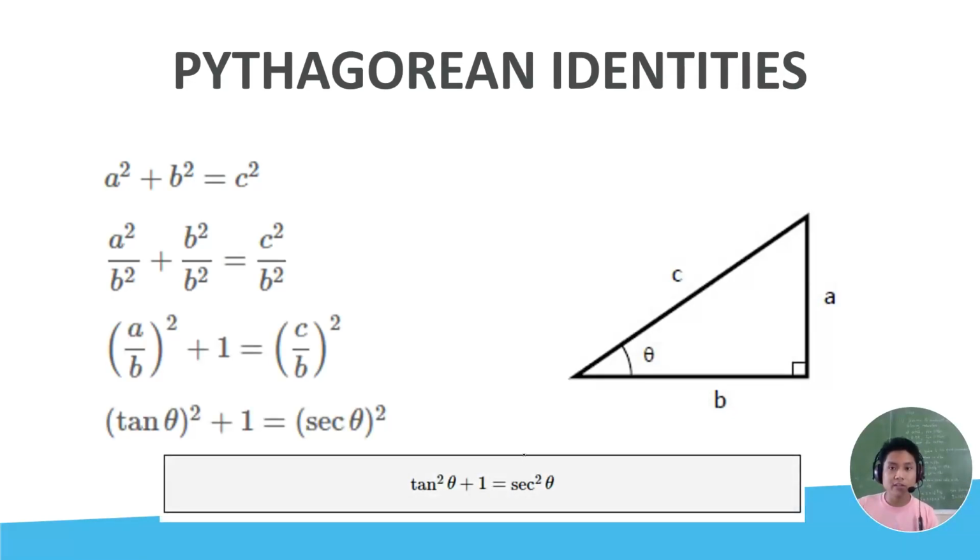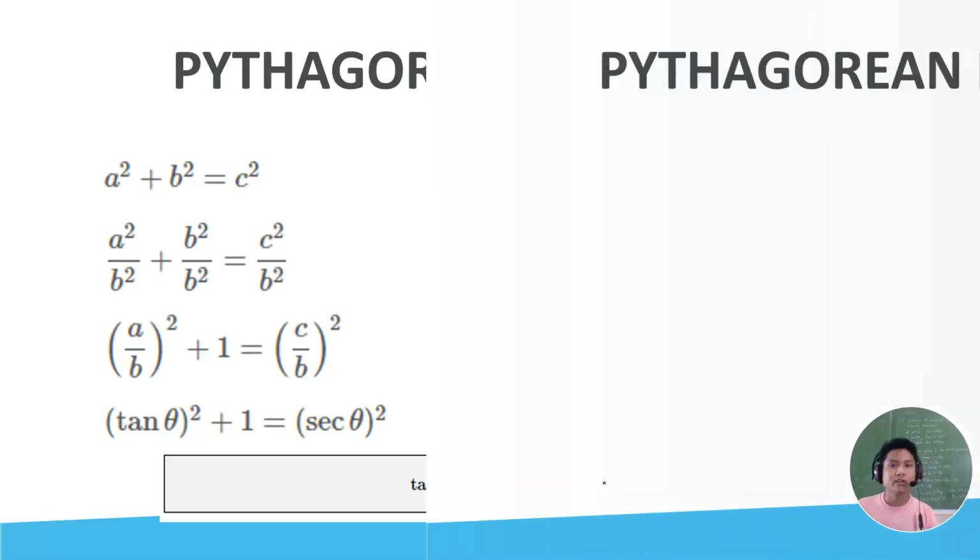Another Pythagorean identity, if we try solving it again by dividing both sides of the Pythagorean theorem by b squared, we will have a over b squared plus 1 equals c over b squared, where a over b is equivalent to the value for tangent theta and c over b is equivalent to secant. Therefore, we can rewrite our solution as tangent squared theta plus 1 equals secant squared theta. So that's another Pythagorean identity.